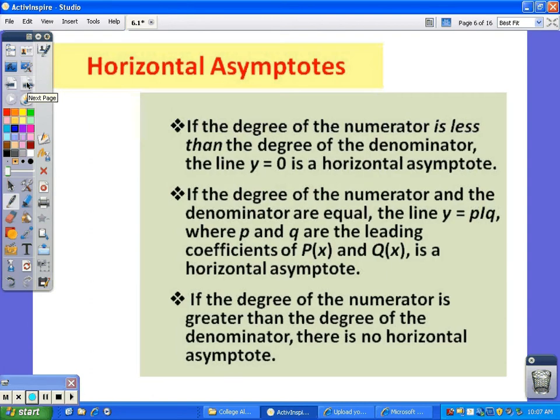Now, to find the horizontal asymptote, it's a little different. There are 3 rules that you have to learn, and they're all based on the degree of the numerator and the denominator. Remember, the degree is the highest exponent.